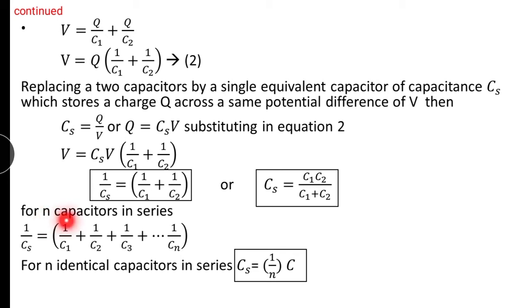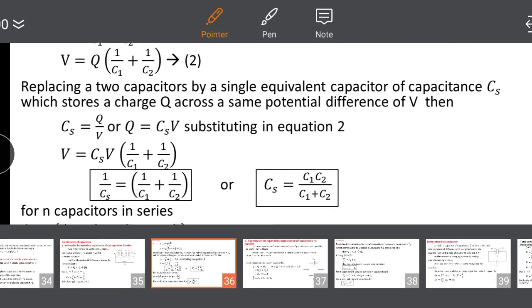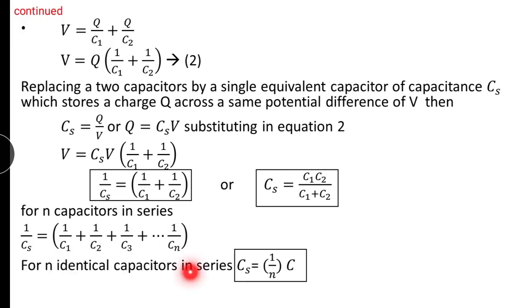Now if I have n number of capacitors, all connected in series, what happens to the effective capacitance? The equation is 1 by Cs is equal to 1 by C1 plus 1 by C2 plus 1 by C3, etc., up to 1 by Cn. If all the capacitors have the same value, that is for n identical capacitors in series, we get Cs is equal to C by n.